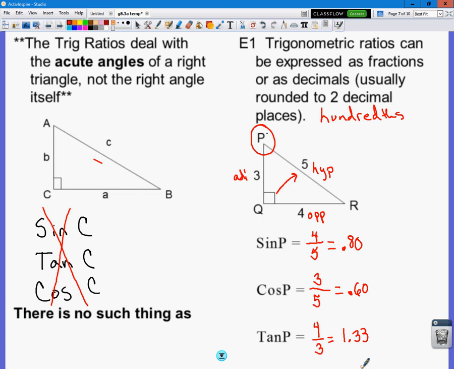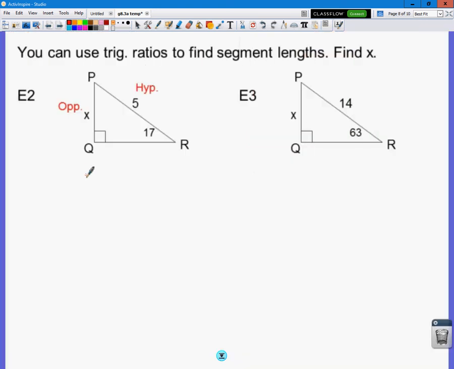Everybody okay with this first example? All we did was simply state what the ratios are. The ratio itself is nice, but we can actually use the ratios to find a missing side length.